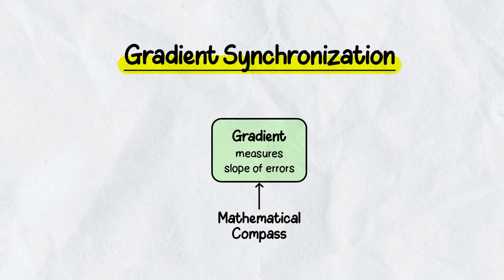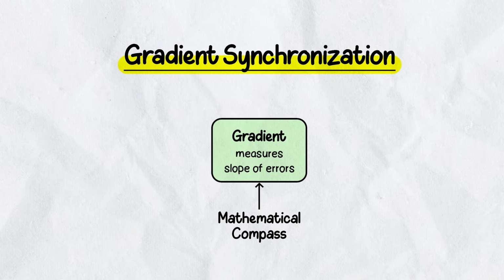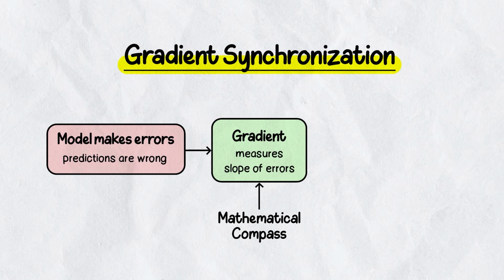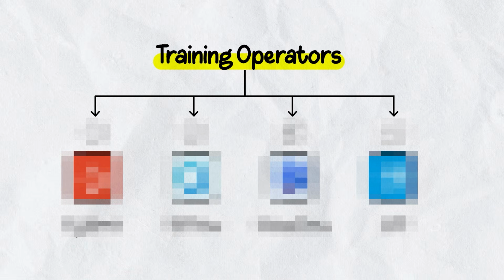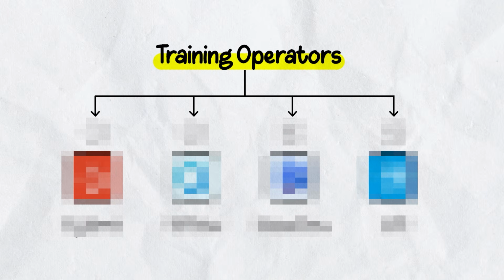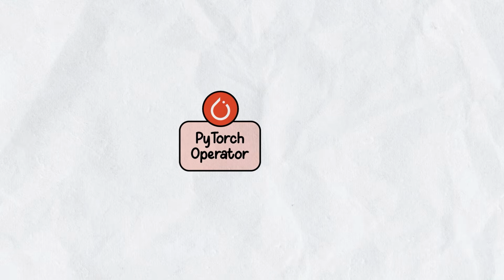Now, if you don't know about gradient, it's just a mathematical compass that measures the slope or rate of change of your model's errors, and that is used to point the model in the right direction. Now, coming back to Kubernetes, a plain job doesn't know how to do any of that, and hence different training operators got created. Now, this is where the training operators become very useful. For example, there's a PyTorch training operator.